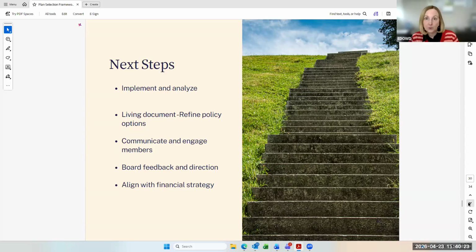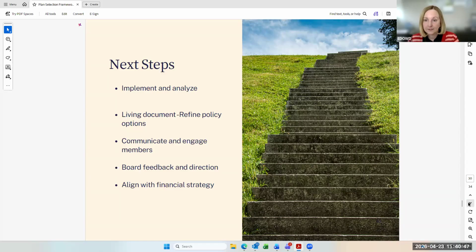We want to make sure we're communicating with you, we're engaging with our members throughout the process. So please engage with us and give us your feedback, give us your direction. And we want to make sure this is aligned with our financial strategy so we can become a more secure and rate stable organization.